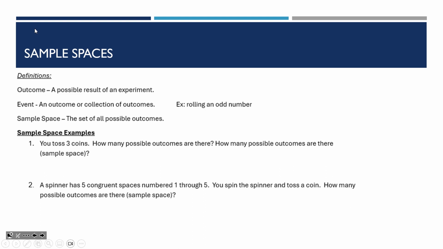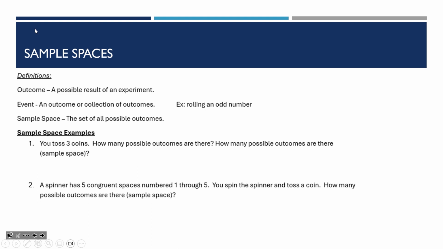A sample space is the set of all possible outcomes. When I do an experiment, what are all the possible outcomes that I could see? All right, let's look at a couple quick examples. So if I toss 3 coins, how many possible outcomes are there?